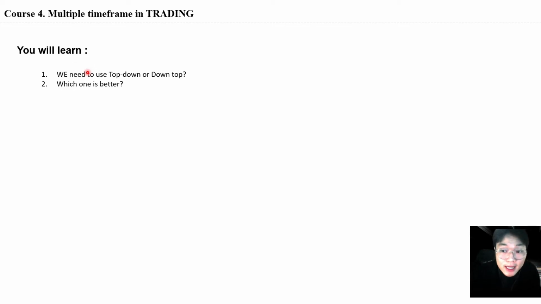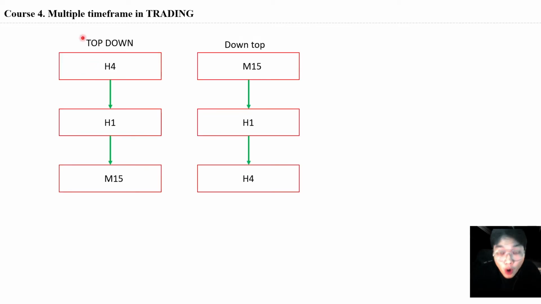So let's get started. The first one is top-down analysis: you analyze from the highest time frame to the lowest one in your trading system. The down-top, or bottom-up, is the reverse. In this case, you analyze from the lowest time frame, scanning for entry signals.